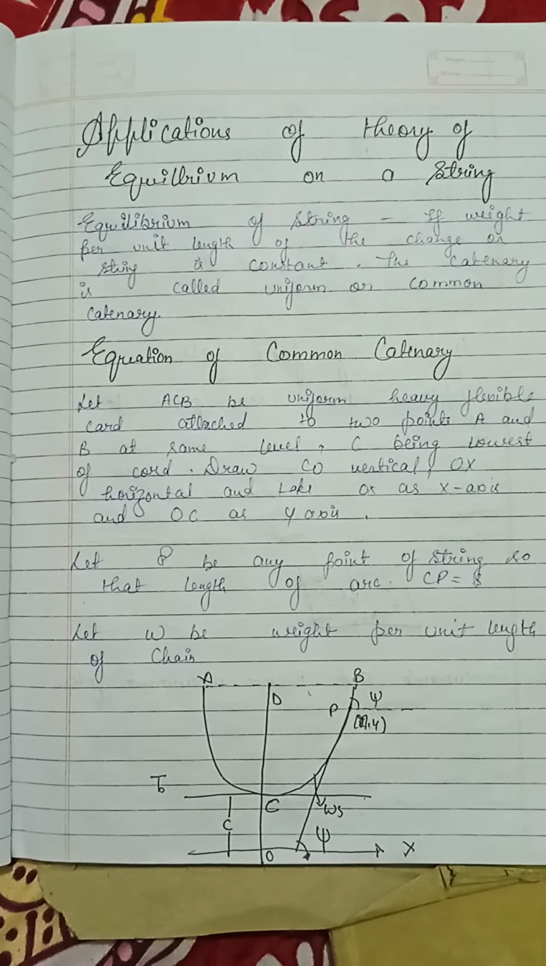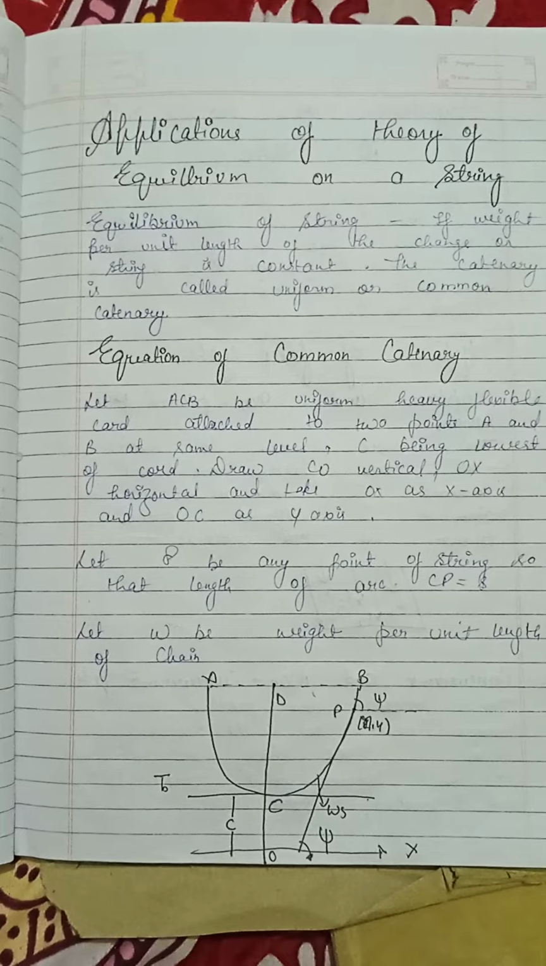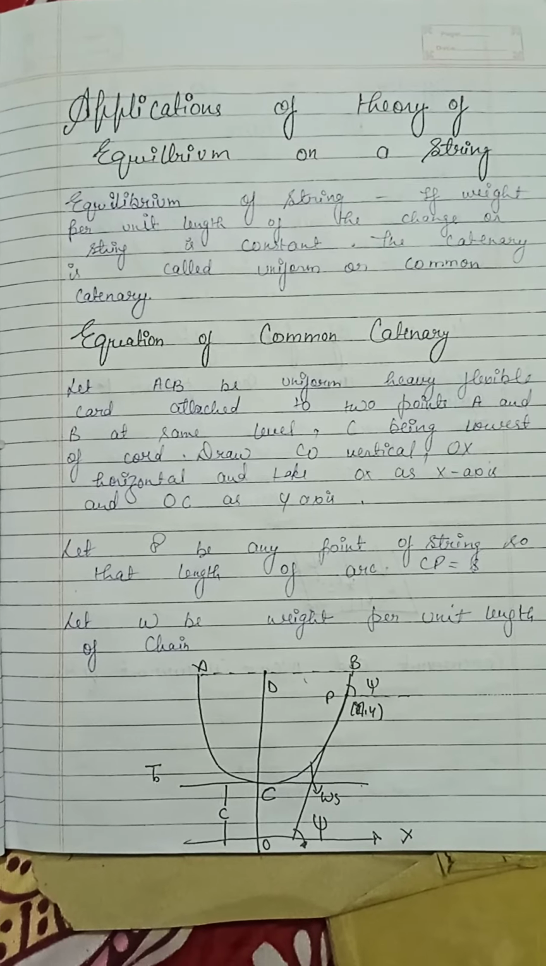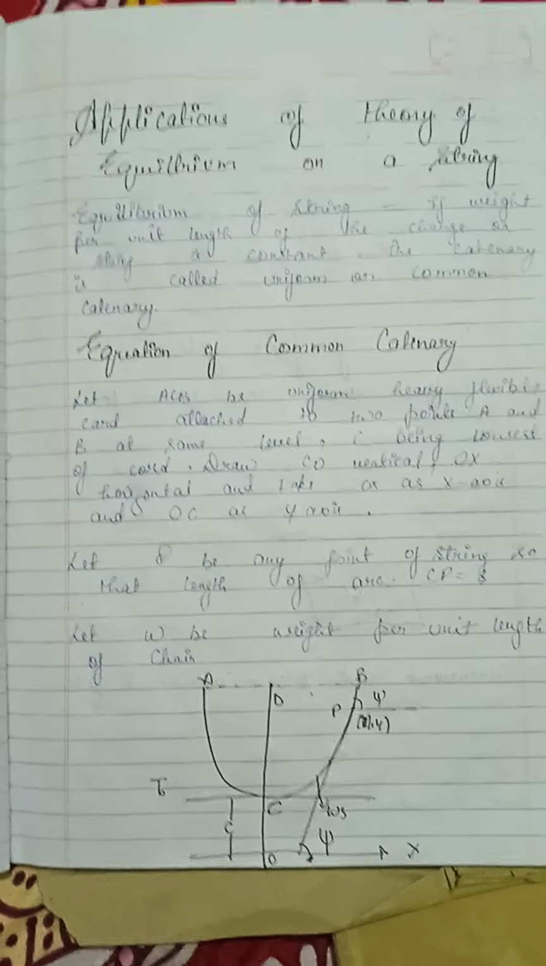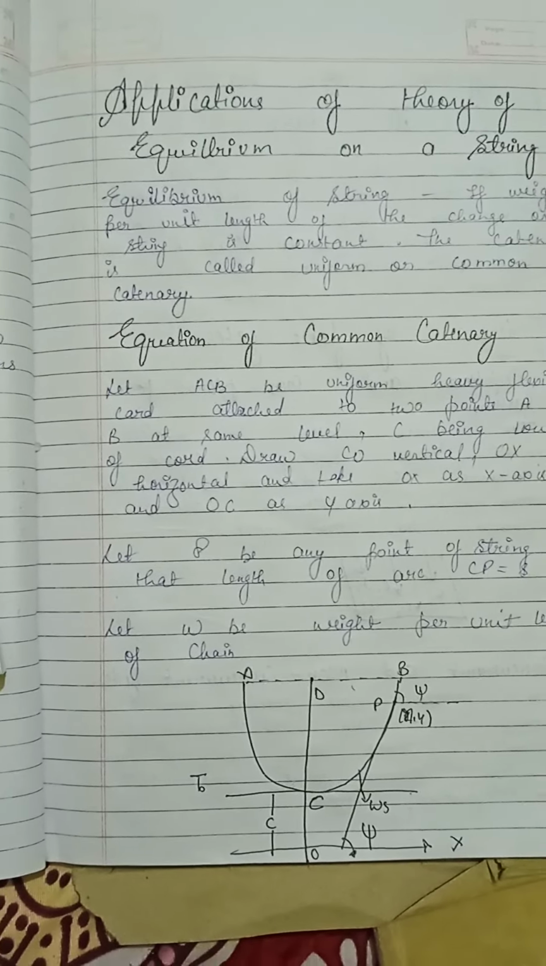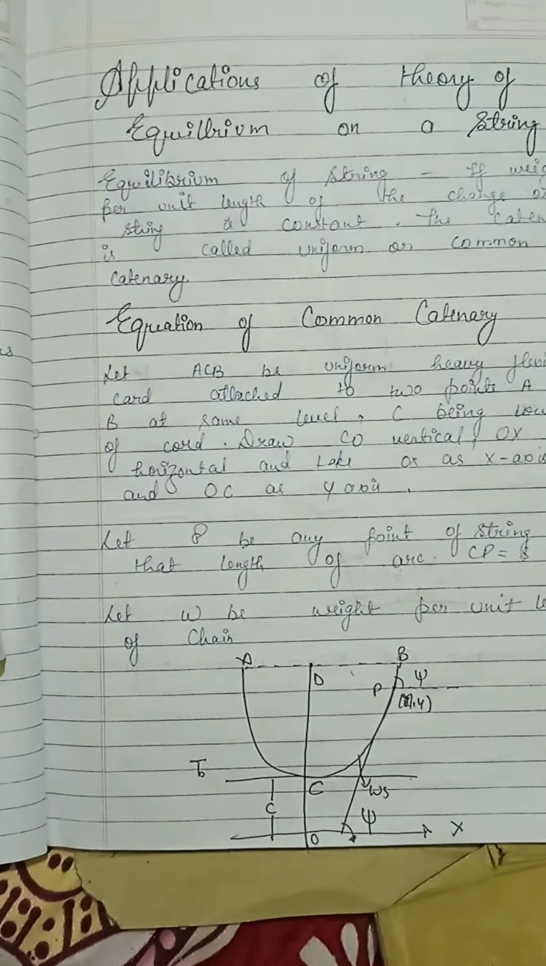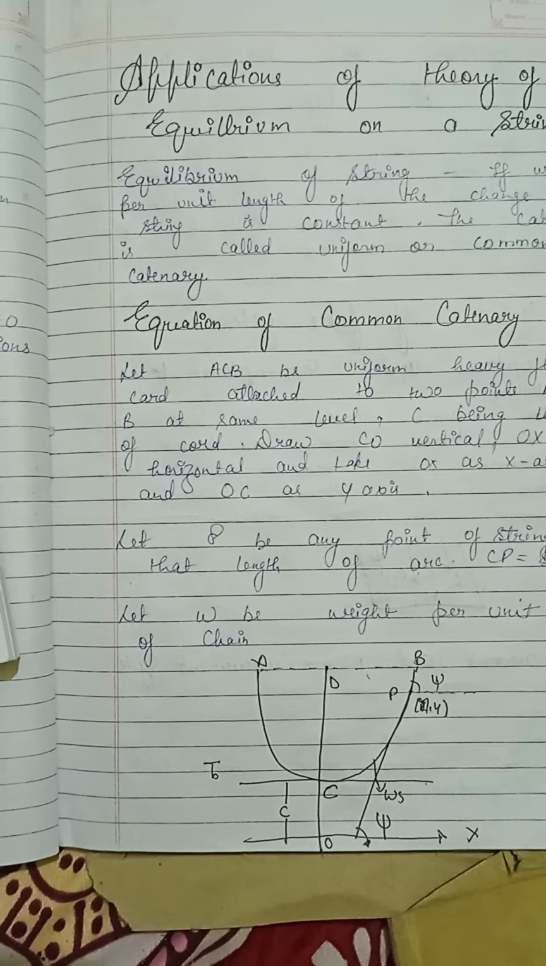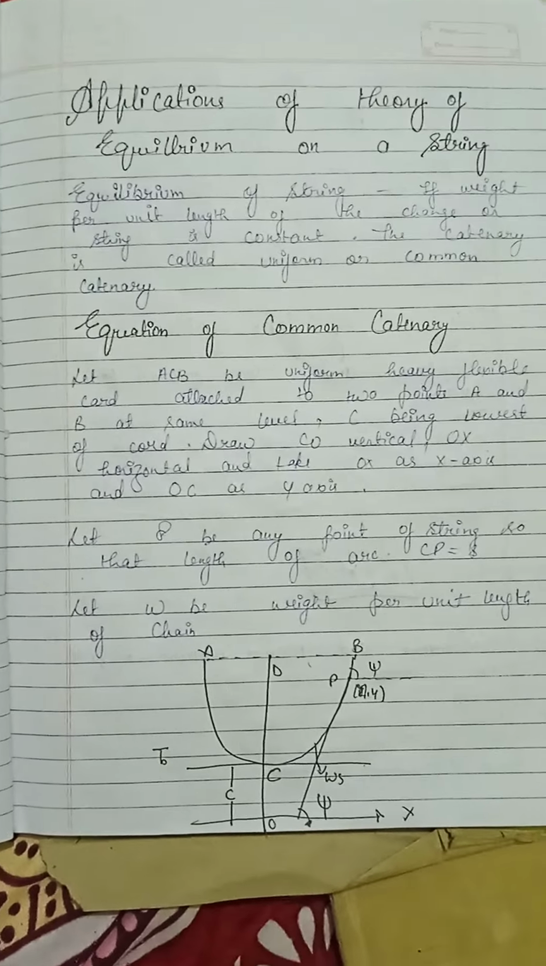When a uniform string or chain hangs freely between 2 points, or in this case 2 points not in the same vertical line, then the curve in which it hangs under the action of gravity is called the common catenary. So this is what the common catenary is.